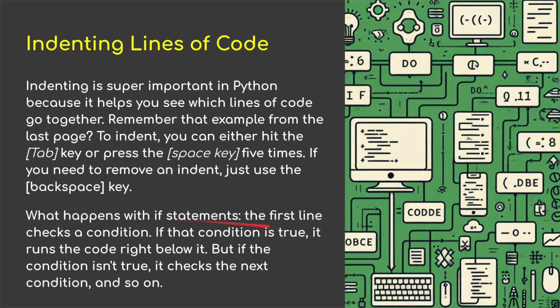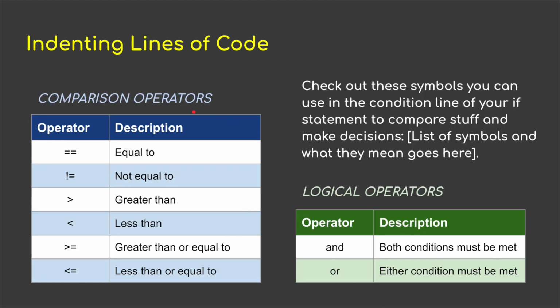What happens with if statements, the first line checks a condition. If the condition is true, it runs the code right below it. But if the condition isn't true, it checks for the next condition, and so on and so forth. Bearing this in mind, we've got some things called operators. These are what we just looked at: equals to, exclamation mark equals is not equal to, greater than, less than, greater than or equal to, and less than or equal to. There are also some logical operators, the and and the or, where both conditions must be met, or either condition must be met. And again, I'm going to show you some programs a little bit later on.